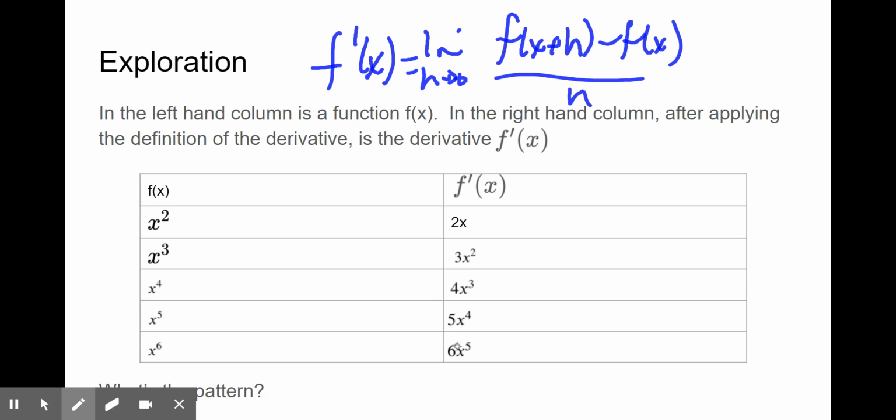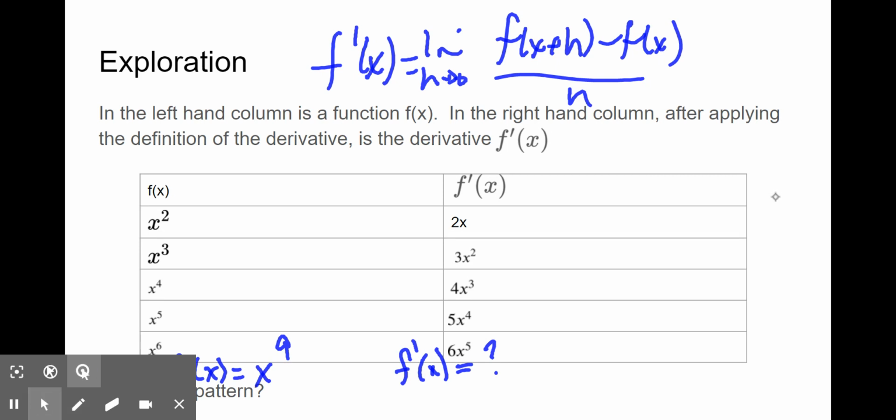So now the question is, what's the pattern? Can you tell me what the pattern is for me to start with f of x? So for example, if I were to say to you, f of x is x to the 9th power, what is the derivative of x to the 9th, using what you've learned here? Maybe I'll pose that question to you and see how you do on it. Can you tell me what the answer is? All right, let's keep going.